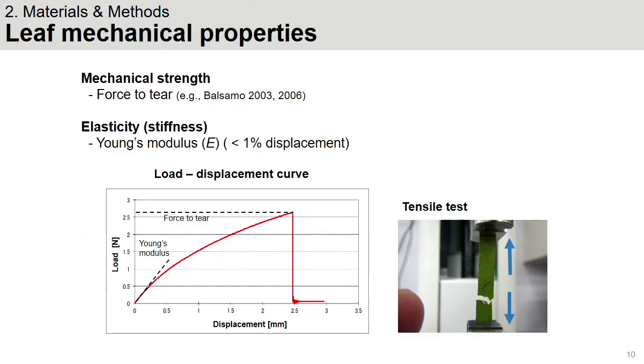To quantify the leaf mechanical properties, we conducted the leaf tensile test. We cut a strip of leaf lamina and pulled it in different directions. This is the load-displacement curve. From this curve, we calculated two indexes: the maximum force to tear, and Young's modulus from the slope.